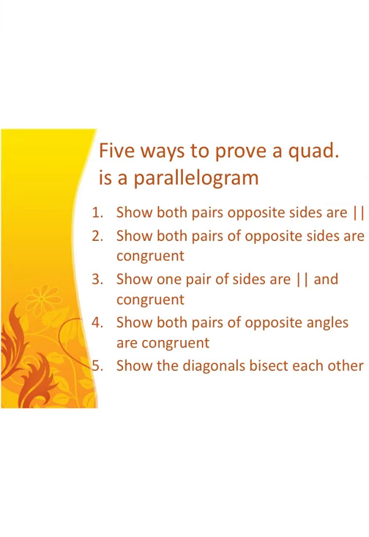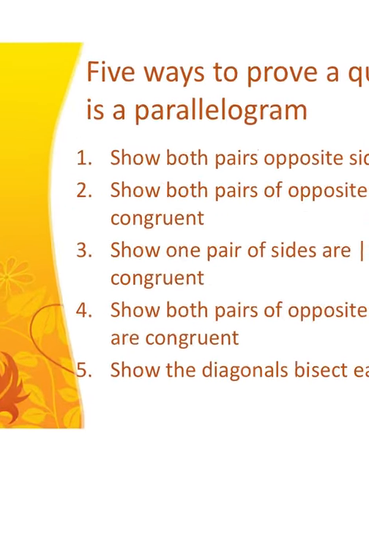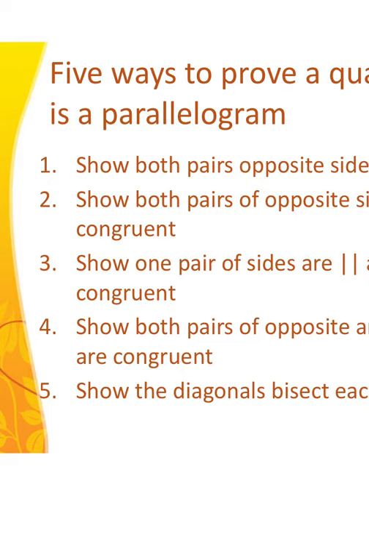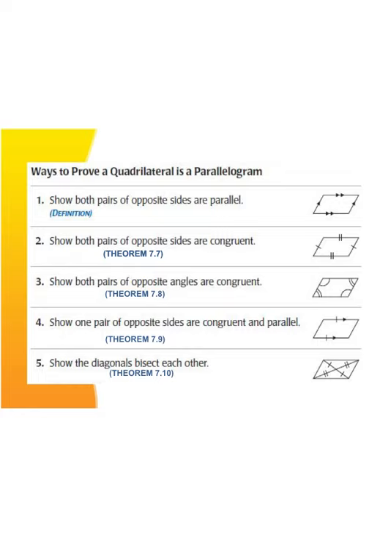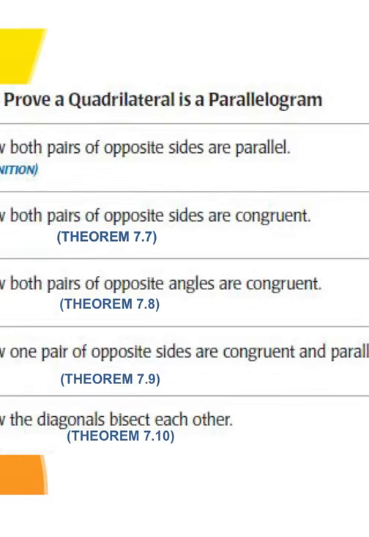Okay, moving on. All right, guys, this is a nice little summary slide. If you want to write at the top of this slide, it's a summary. That's a good idea. Summary. Okay, there's 5 ways to prove a quadrilateral is a parallelogram. You can show both pairs of opposite sides are parallel. That's just the definition of a parallelogram. The second way is to show both pairs of opposite sides are congruent, show one pair of sides are congruent and parallel, and show both pairs of opposite angles are congruent, or show that the diagonals bisect each other. 5 different ways.